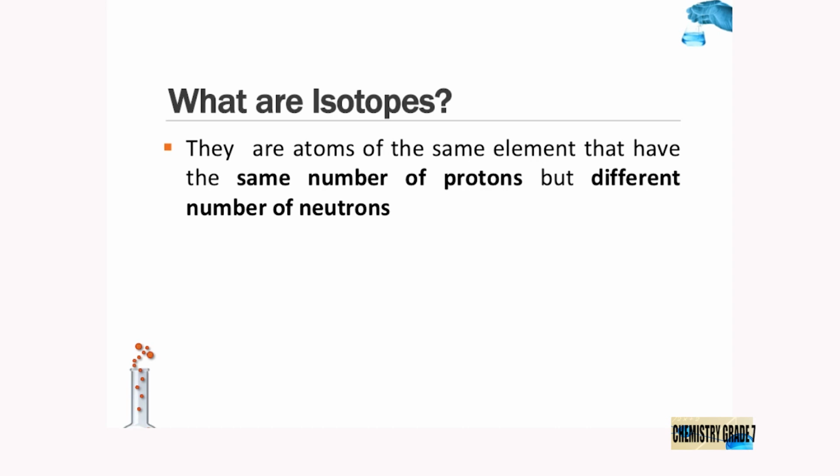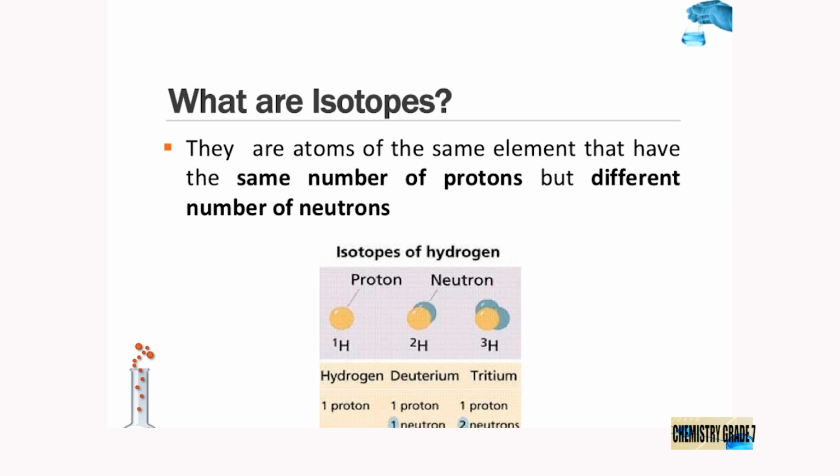What are isotopes? They are atoms of the same element that have the same number of protons but different numbers of neutrons. For example, hydrogen has 3 isotopes. There is protium, which only has 1 proton. Deuterium has 1 proton and 1 neutron. Tritium has 1 proton and 2 neutrons.